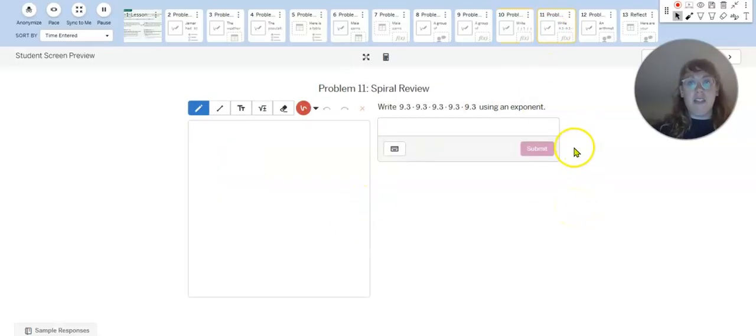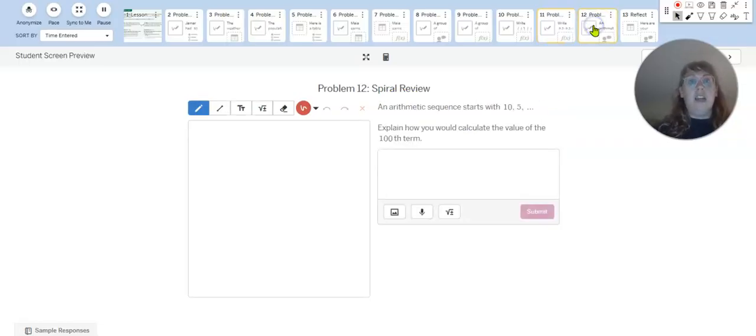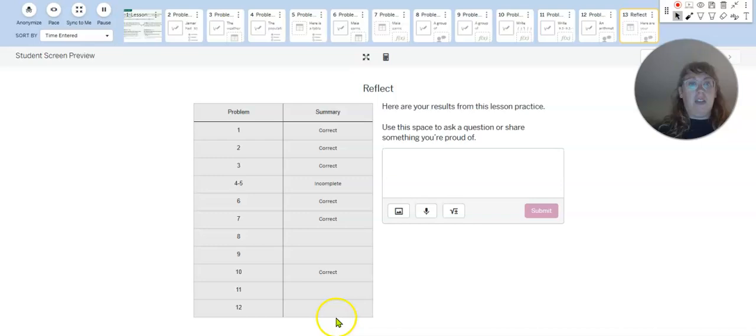Problem 11, similar. How would we write this using an exponent? And then problem 12, I want you to think about finding that 100th term. And then you can see the reflection letting you know if they're correct on slide 13.